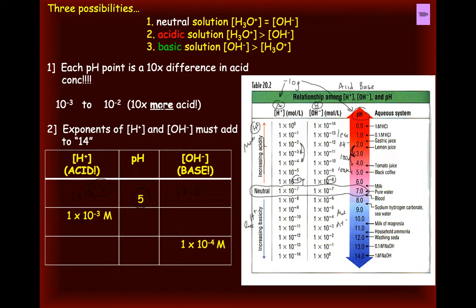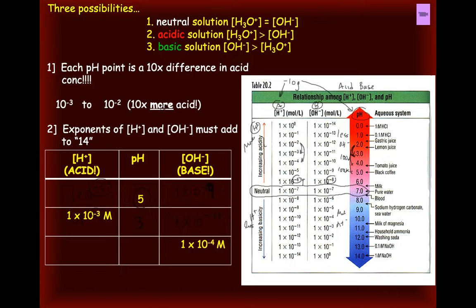If I have an acid concentration of 1 times 10 to the minus 3, then my pH is going to be 3. All right, and my OH concentration is going to be 1 times 10 to the minus 11. Oh, made a little mistake. This should be a 9 here. Sorry, guys. So 1 times 10 to the minus 9 if you're watching this.